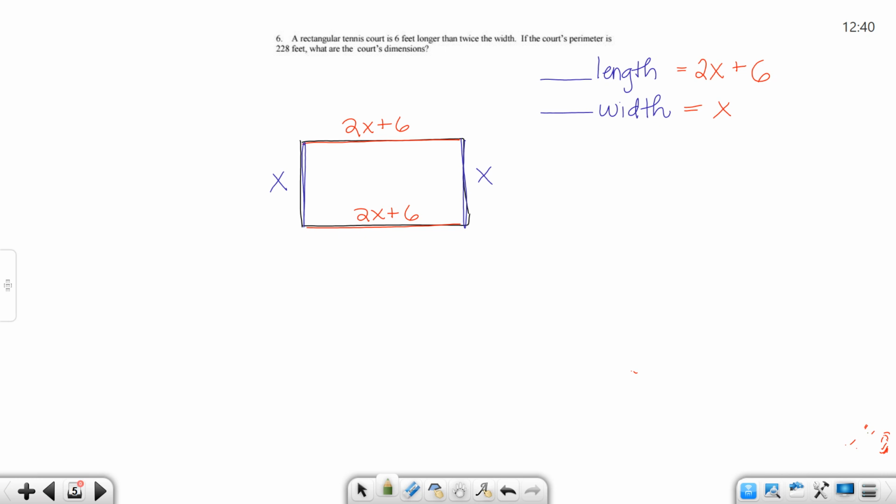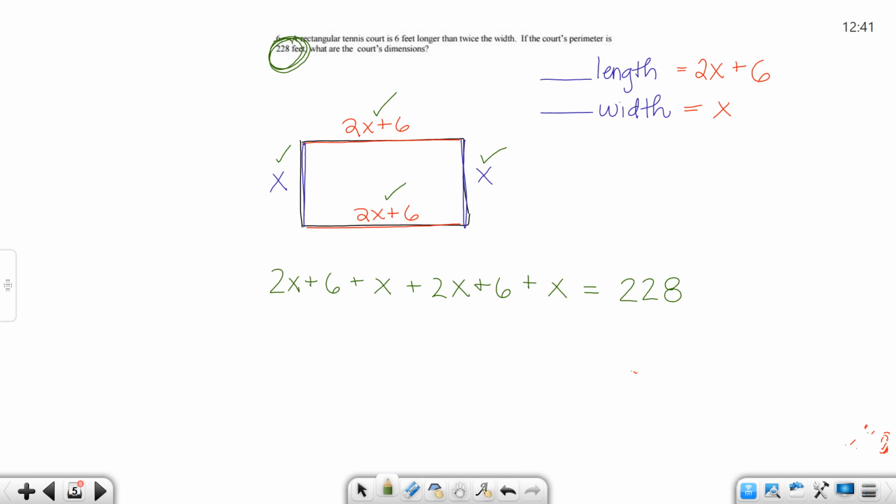Now, perimeter means add up all the sides. So now that I have my sides in place, I don't have to use one of my fancy formulas. All I have to do is add up the sides. I'm going to start here with this one, 2x plus 6. Then I'll grab this side, x. Then I'll grab this side, 2x plus 6. And then I'll grab this side, and that's x. So I added up all the sides. It tells me inside the problem that the perimeter is 228. A lot of times in my classroom, the students say, where'd you get that? 228 was given to me in the problem. So that's where that came from.